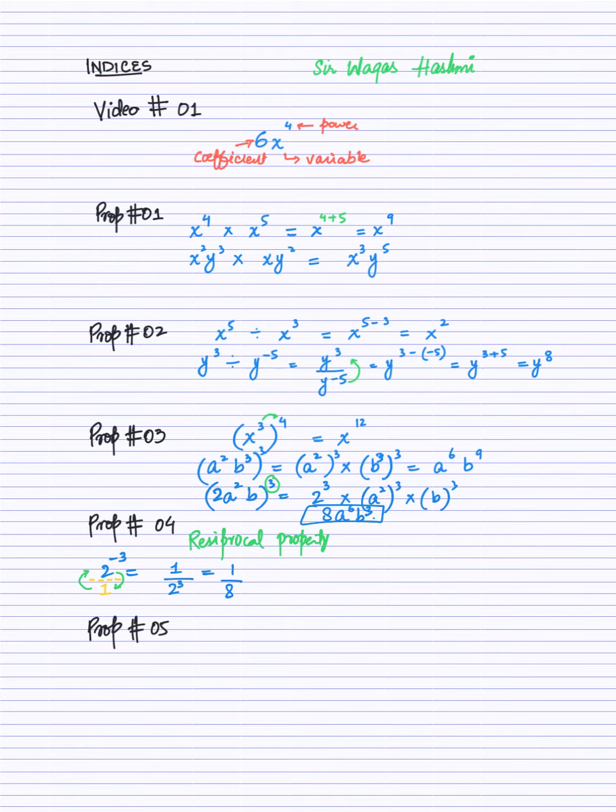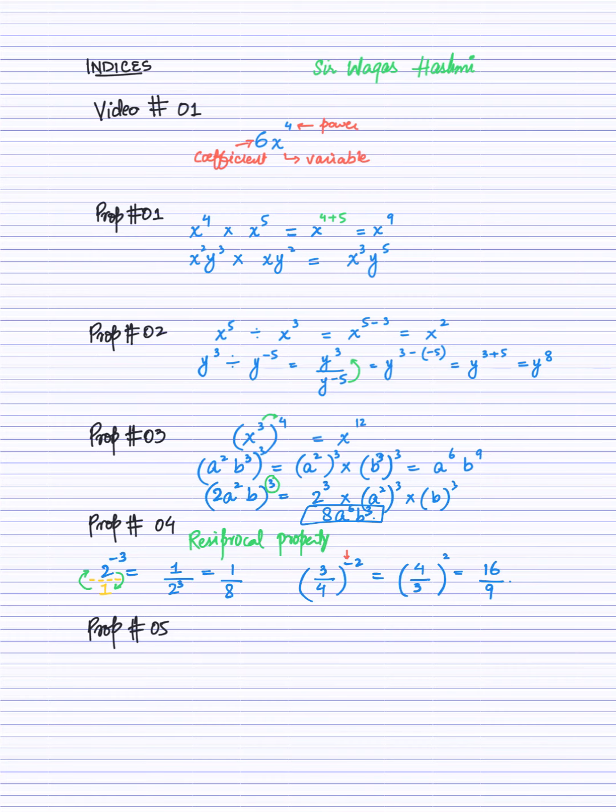Further, if it says 3 divided by 4, whole power minus 2, since the power has a negative sign, you cannot solve it. For that purpose, you need to apply the reciprocal property. That means now you need to flip your fraction. So it's 4 divided by 3, and whole power is 2. So now it's 16 divided by 9. That is your answer.